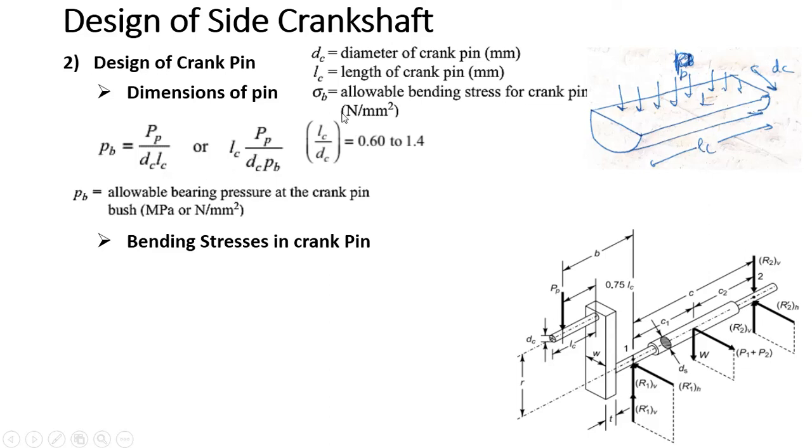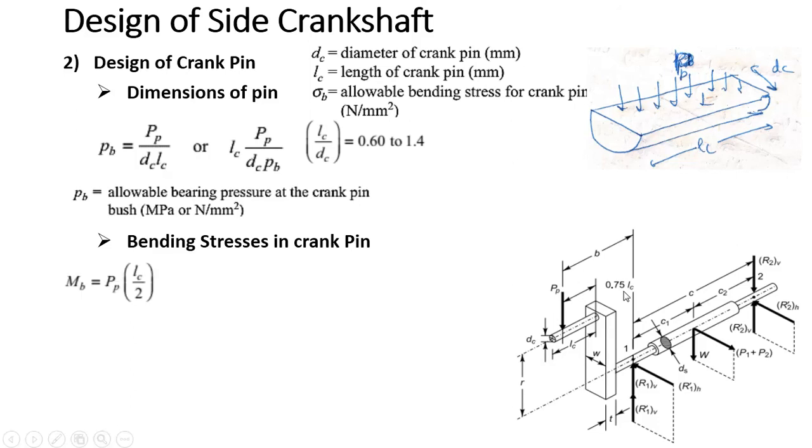And also we have one empirical relation for the LC by DC ratio, that is 0.6 to 1.4. So using this LC by DC ratio and this LC, you will calculate both the dimensions LC and DC. PB is the allowable bearing pressure at the crank pin bush. Again it varies from 10 to 12 megapascal. So next is the bending stresses in the crank pin.